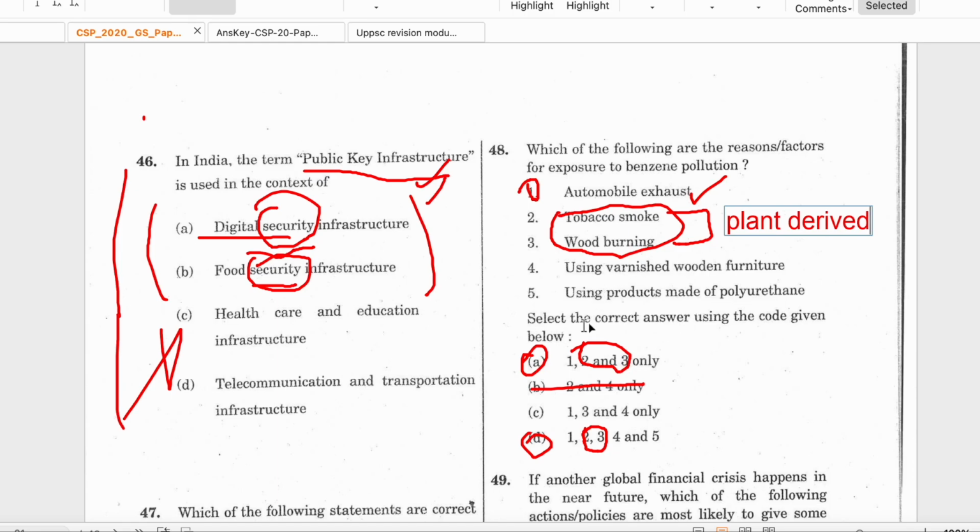Either all 5 are correct or 1, 2, 3, 50-50 easily you applied. But what I thought is using varnish, we polish the wood, that does not have benzene. Okay, so with this logic I found that if benzene is in all these things, it would not be safe to use it, because they have other chemicals but not benzene.